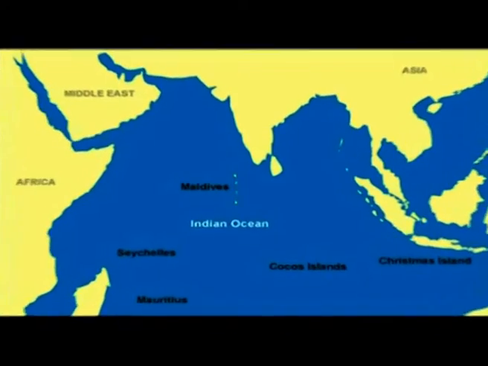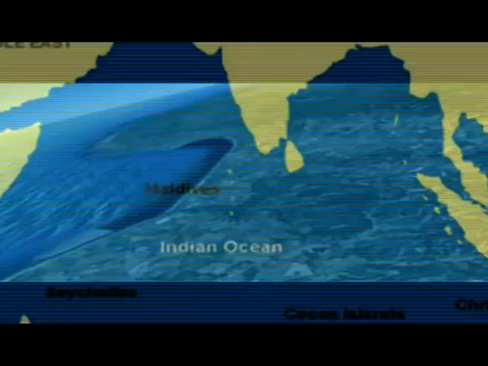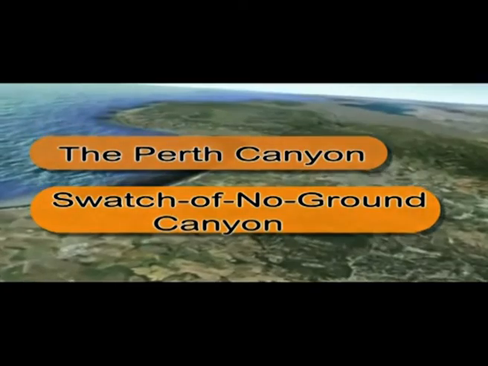Let us see the submarine canyons of the Indian Ocean. The Indian Ocean has a few notable submarine canyons. They include the Perth Canyon and the Swatch of No Ground Canyon.